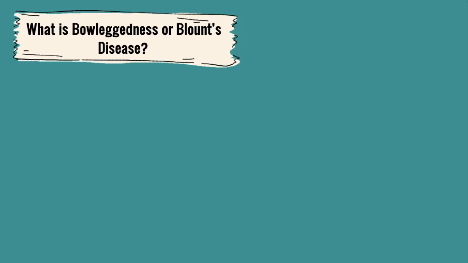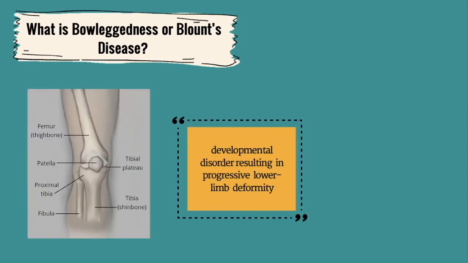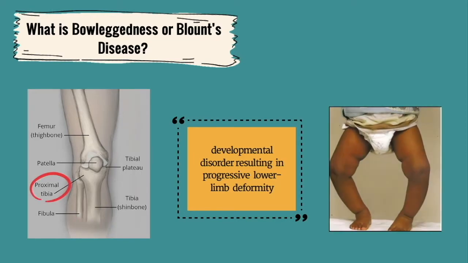Blount's disease is a developmental disorder characterized by disordered growth of the medial aspect of the proximal tibial physis, resulting in progressive lower limb deformity. Although it is also referred to as tibia vara because the varus coronal plane deformity is most distinctive, the disease usually results in multiplanar deformity of the limb.